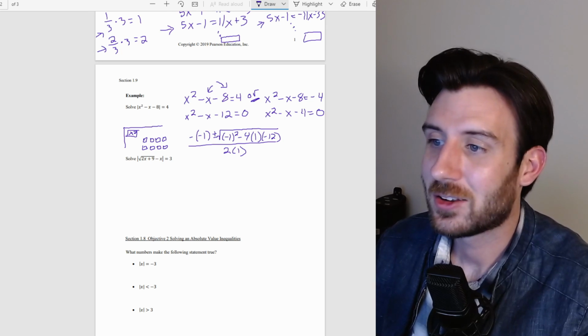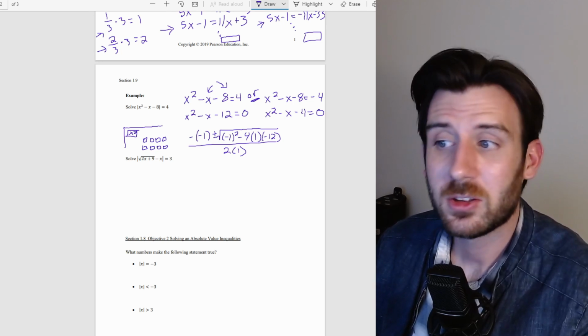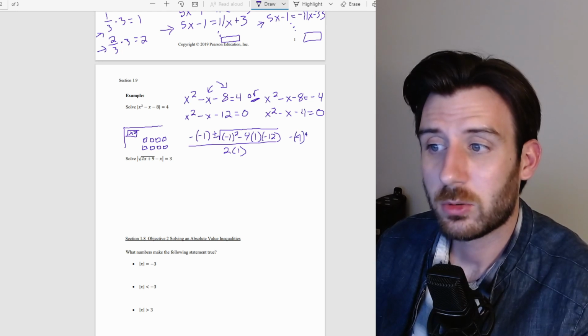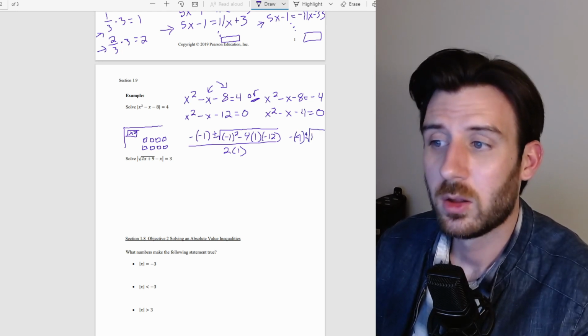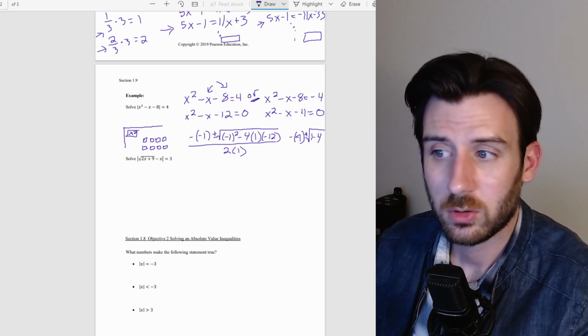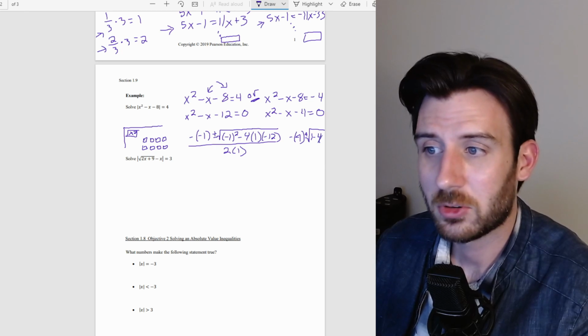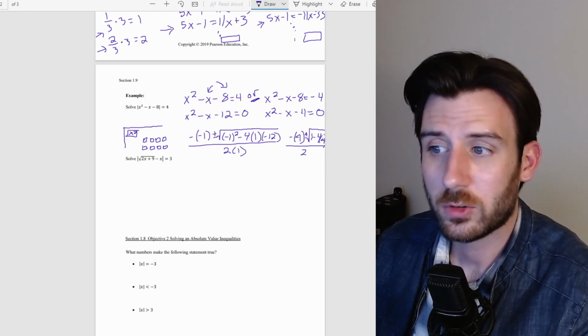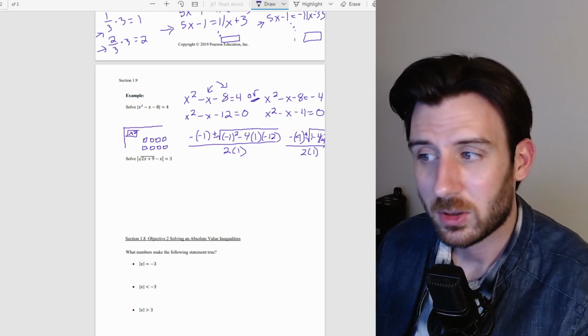Okay, so now on the other one, we've got the opposite of b, so that'd be the opposite of -1, plus or minus the square root of b squared, that'd be -1 squared, which is 1, minus 4 times a times c, which would be times 1 times -4, so that'll be just times -4, all over 2a, so all over 2 times 1. And from here we can just simplify this out.